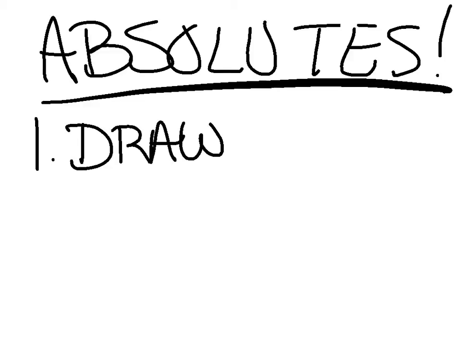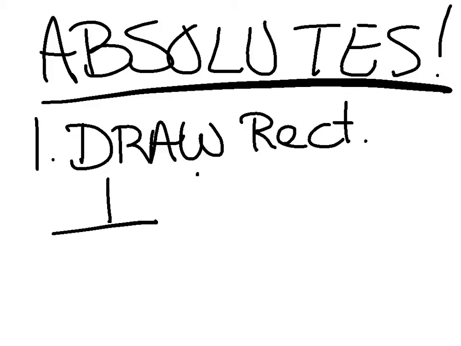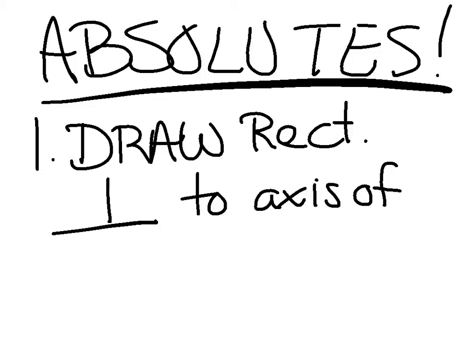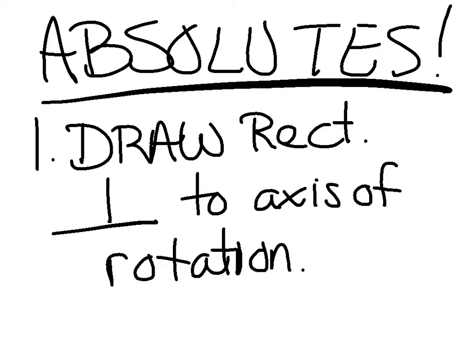So a couple absolutes. We must do this. First, you need to sketch a rectangle perpendicular to the axis of rotation. Now, they're going to switch up that axis on you quite a bit. It's not always going to be the x-axis. It could be the y-axis. It could be any random line that they ask. So first and foremost, you are drawing a rectangle perpendicular to the axis of rotation.